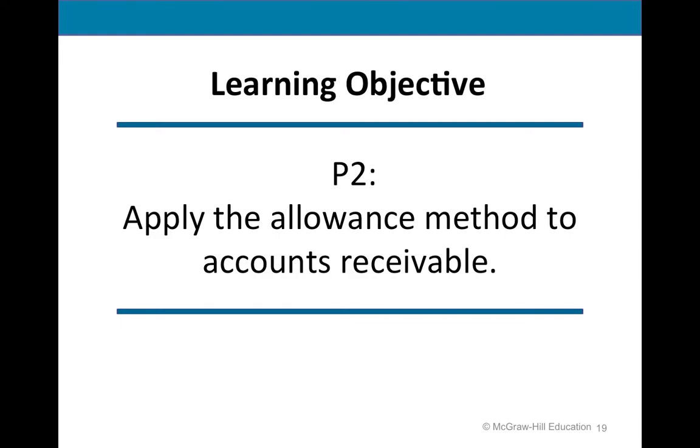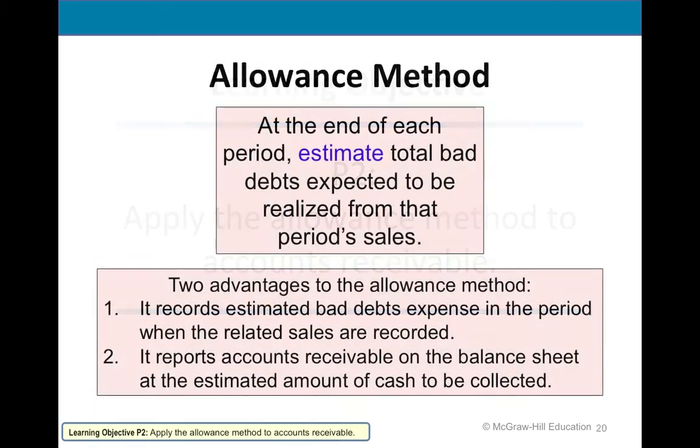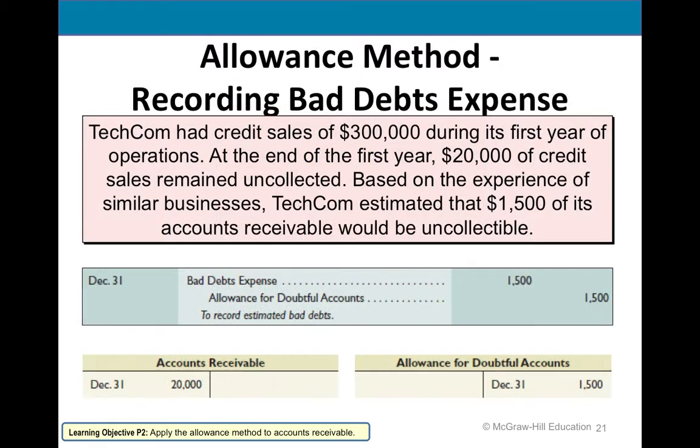Now, the most popular method, the one we're going to talk about, is the allowance method. Again, at the end of each period, we have to estimate our total bad debts. How much bad debt do we think is going to be there? The advantage is we estimate bad debts and match up the expense in the period of the sales. And you report the accounts receivable at the estimated amount we think we can collect.